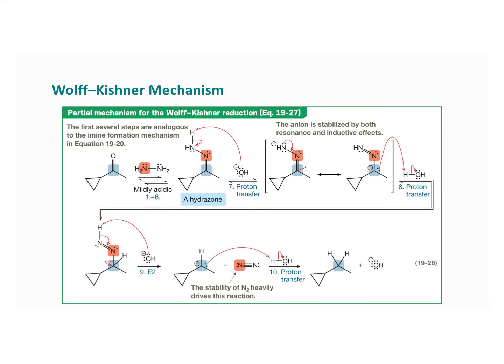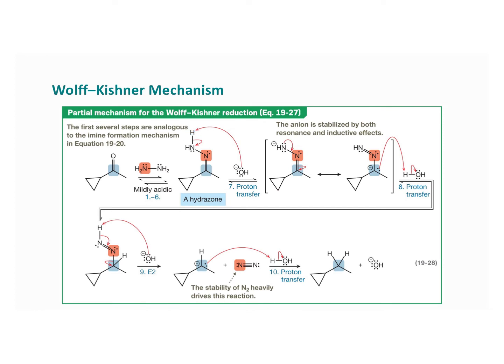It's a hydrazone. Now, a hydrazone is characterized by a C=N-NH2 group here. So this group here is called a hydrazone. And then the first 4 steps that occur after the hydrazone has formed, steps 7, 8, 9, and 10, serve to remove 2 protons from the remaining NH2 group and add 2 protons to what was originally the carbonyl carbon.